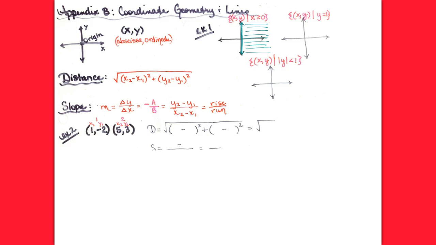For the next one, we've got the set xy such that y is equal to 1. So not an inequality here, an equality, but still in 2 dimensions instead of 1. So what does y equals 1 look like? Yeah, horizontal line at 1.